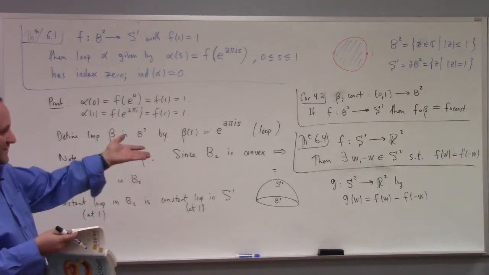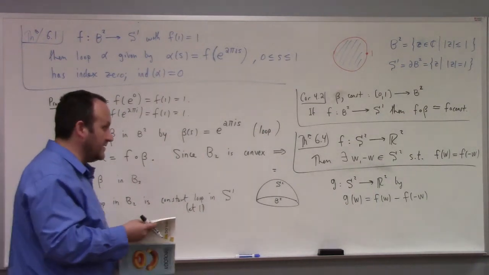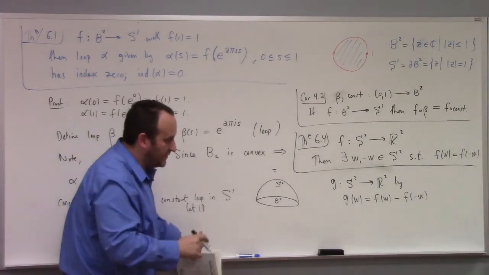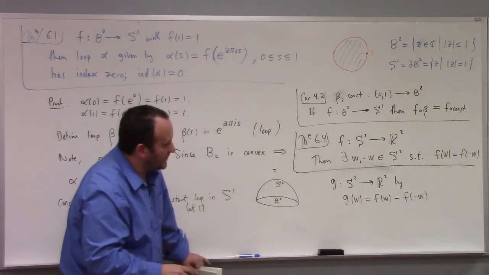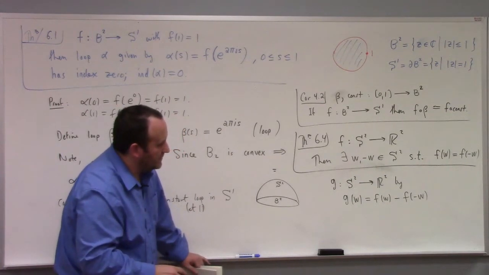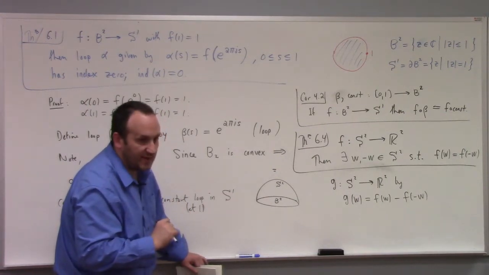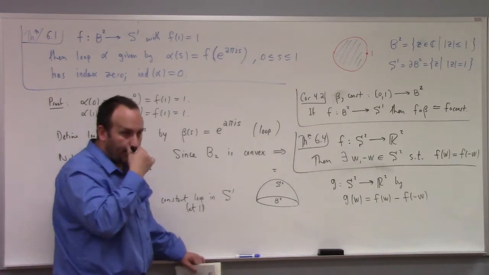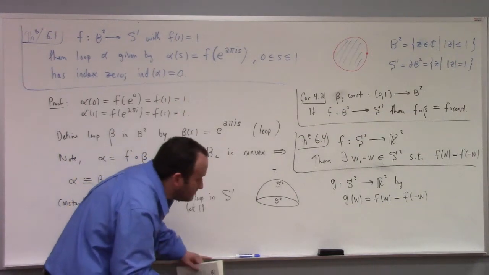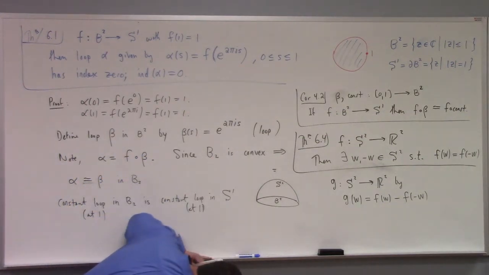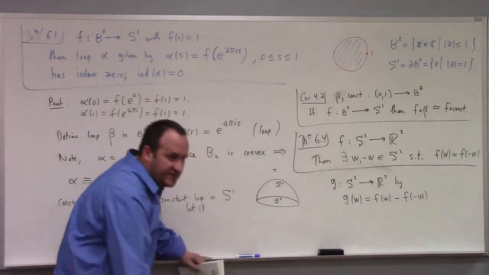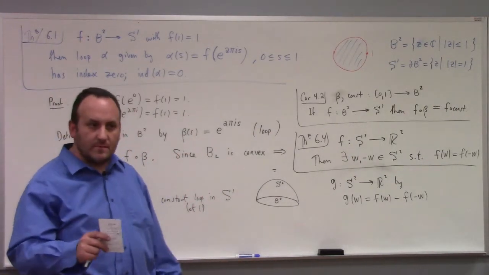But the theorem itself is enjoyable, right? I mean, this is an interesting thing to know. If you have a mapping from the sphere to the plane, there has to be a pair of antipodal points which map to the same value. Do you guys know any maps from the sphere to the plane?